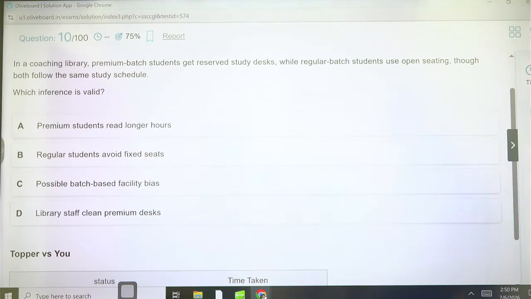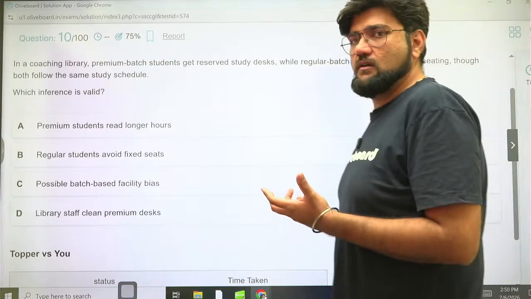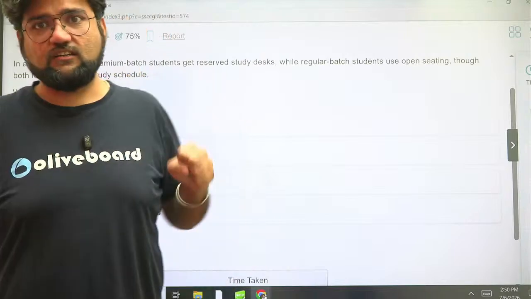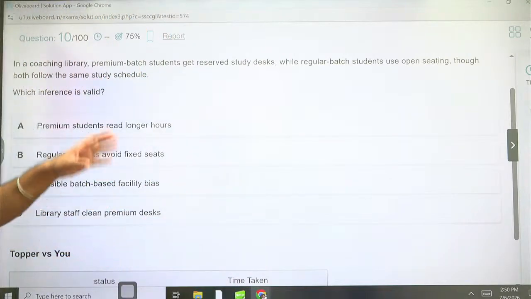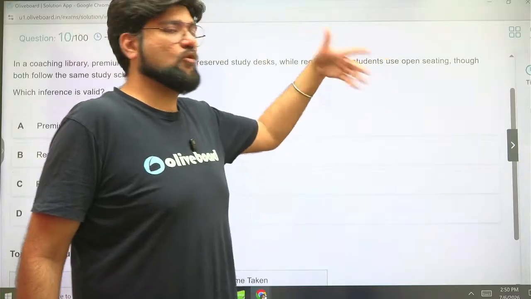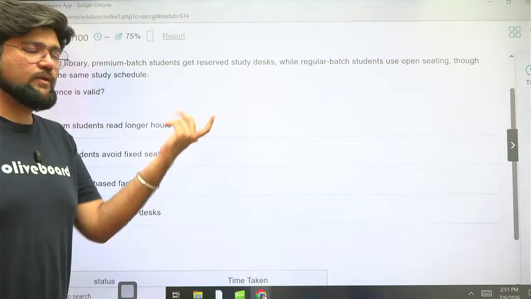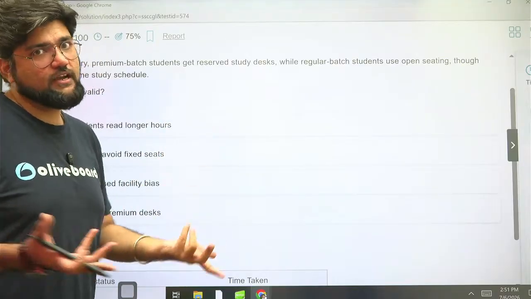Statement inference. The question is, in a coaching library, premium batch students get reserved study desks while regular batch students use open seating, though both follow the same study schedule. Which inference is valid here? So if a person is paying a premium for a premium batch, that means extra amount. So then the person is getting reserved seats. Seats are reserved for them. And if you are a regular batch student, that means regular fees are being paid. So then the library is open sitting for you. Open sitting means wherever there is availability, you sit. If there are 10 seats vacant, 10 extra students can come and sit. If they are not vacant today, you will not get a chance.